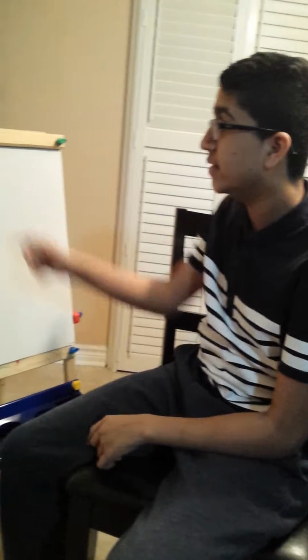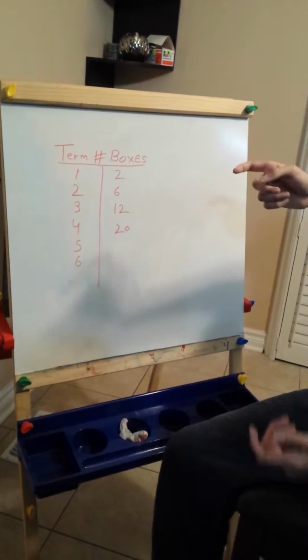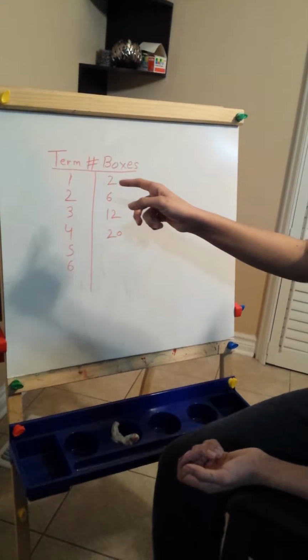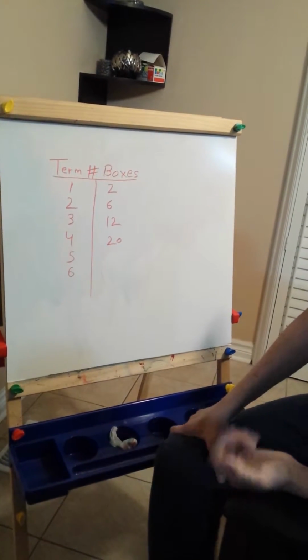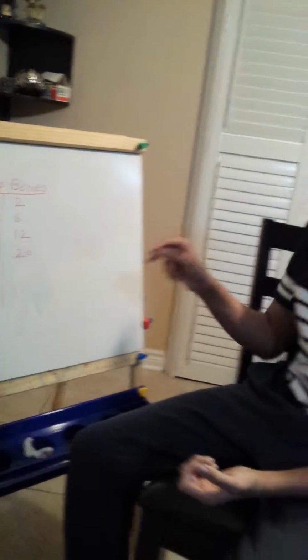Now we're going to learn how to connect a relationship between two variables. So, I already have it written down. The term number, we're going to have to solve. The first term, there are 2 boxes. Second term, there are 6 boxes. Third term, there are 12 boxes. And for the fourth term, there are 20 boxes. Fifth and sixth, we don't know yet. So, what is the relationship between the term number and the boxes?